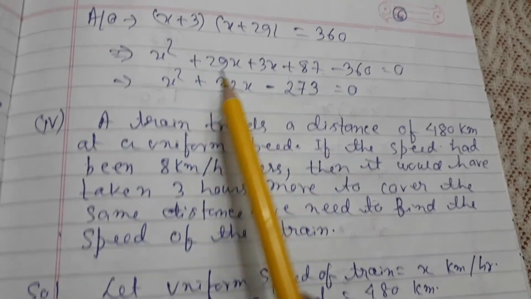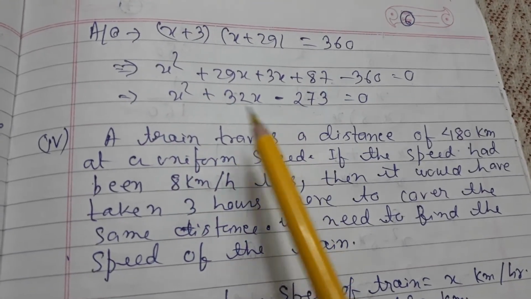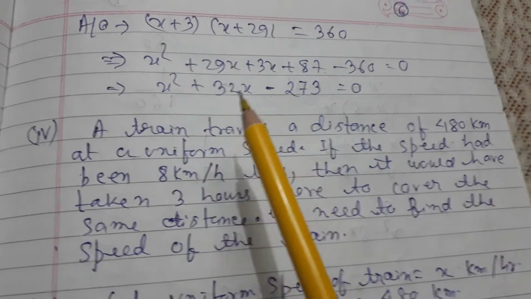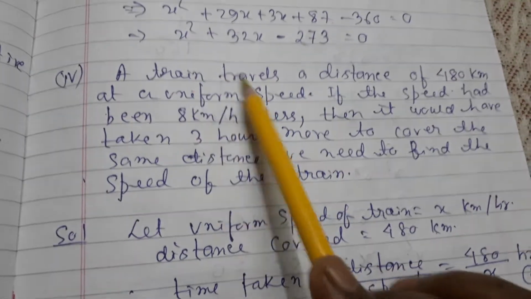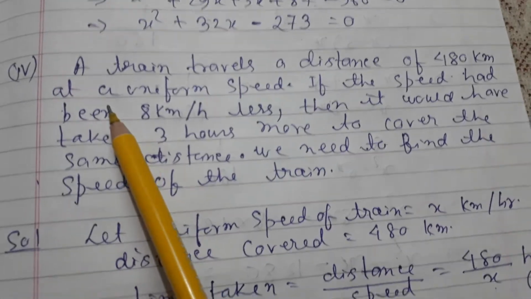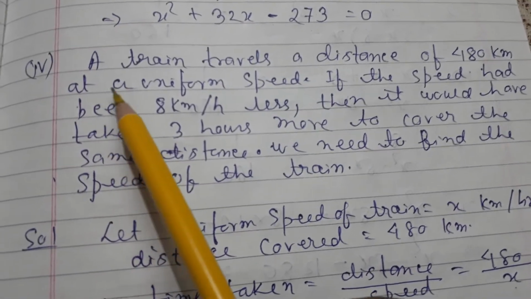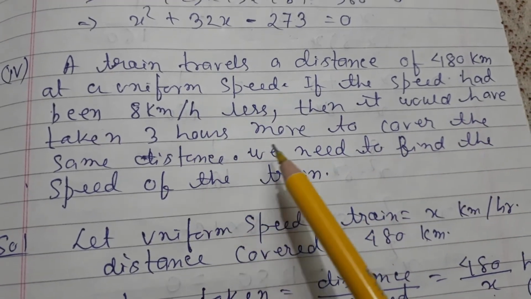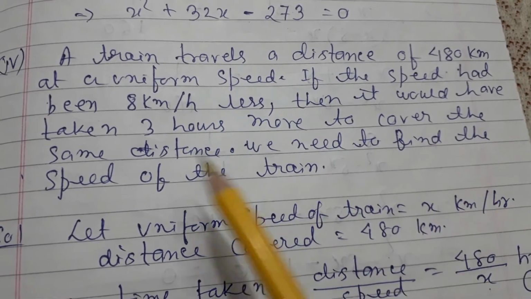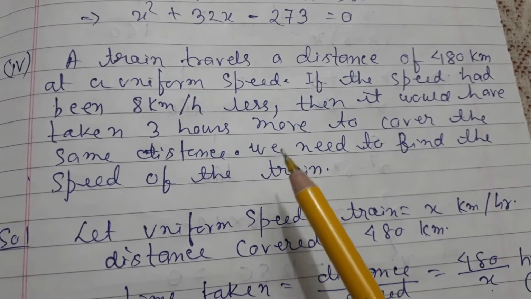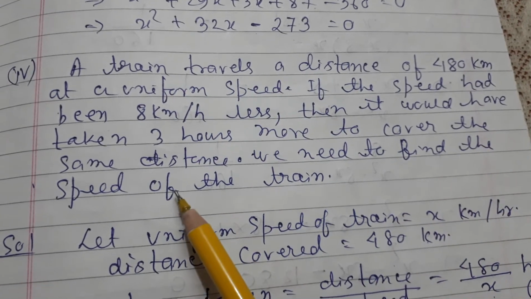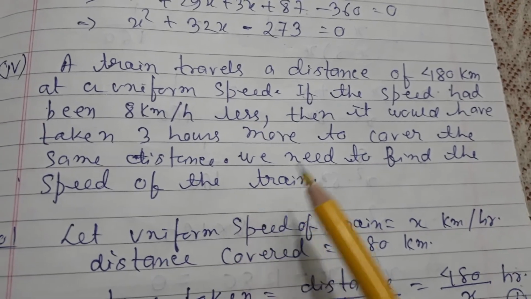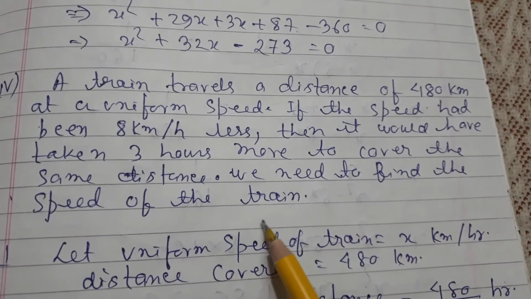Understood? You only have to represent the equation. Means equation setup, you have to set up the equation. Not solve, nothing more. Only you have to represent the situation. Now the final question of this exercise. A train travels a distance of 480 km at a uniform speed. If the speed had been 8 km per hour less, then it would have taken 3 hours more to cover the same distance. We need to find the speed of the train.